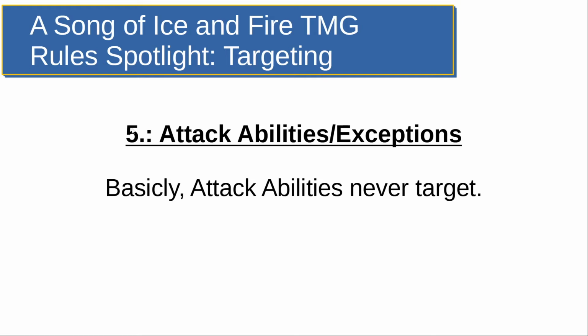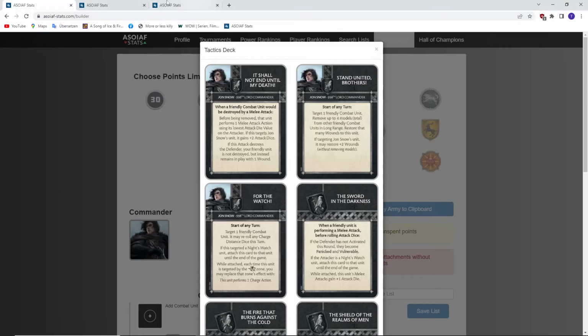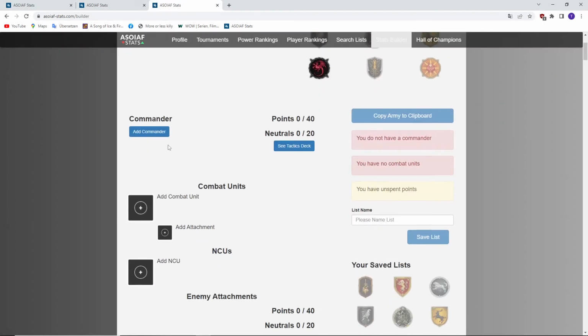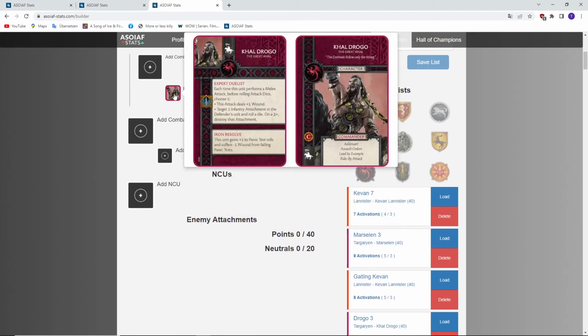So concerning the attack abilities, as I already said before, basically attack abilities never target. They are read as worded just from the rulebook. You could argue that the second part of Expert Duelist would target. It even says target. Let's see, we can just have a look here. See Trogo here. So there we have it from the Expert Duelist. The second choice, target one infantry attachment in the defender's unit.